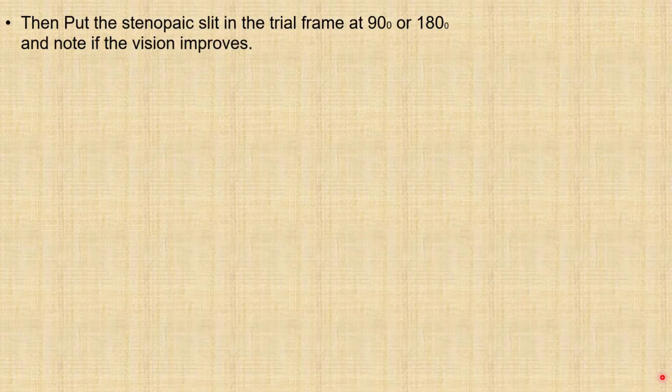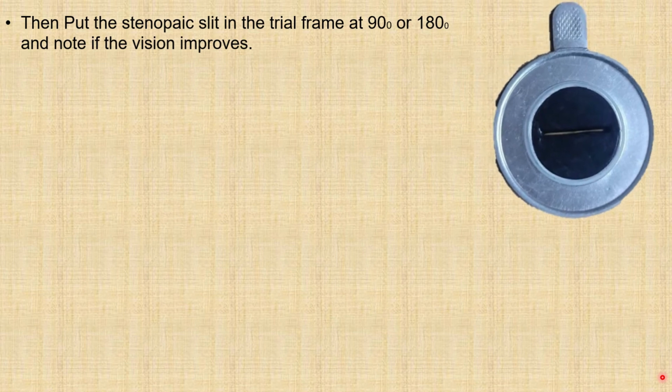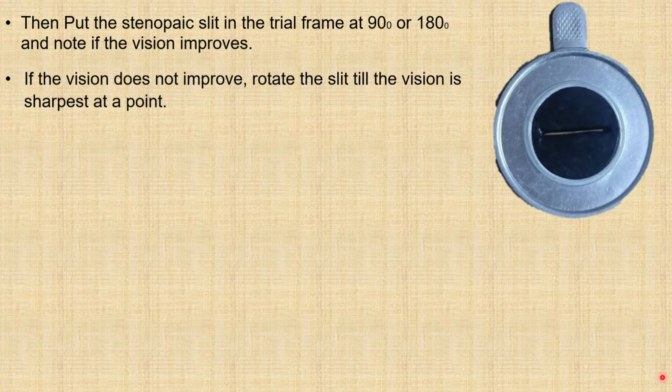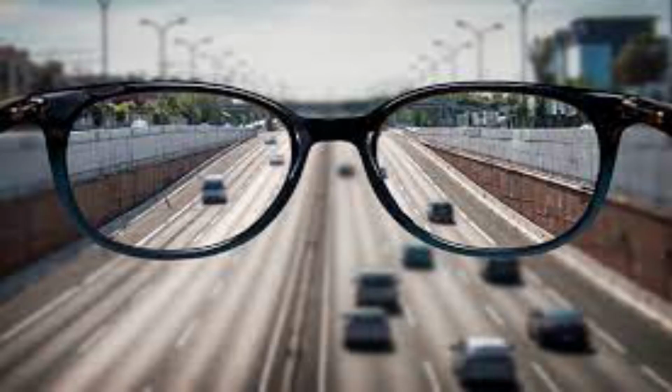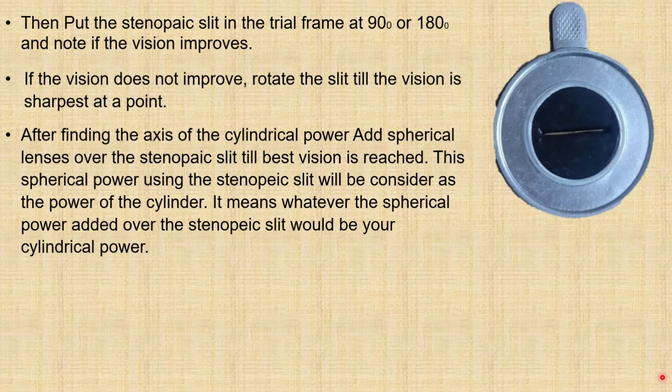Then put the stenopic slit in the trial frame at 90 degree or 180 degree and note if the vision improves. If the vision does not improve, rotate the slit till the vision is sharpest at a point. After confirming that patient vision is improved at a point, for example, if the patient says that the vision is clear and the slit angle is at 120 degrees, then axis of the cylindrical power would be 120 degrees.